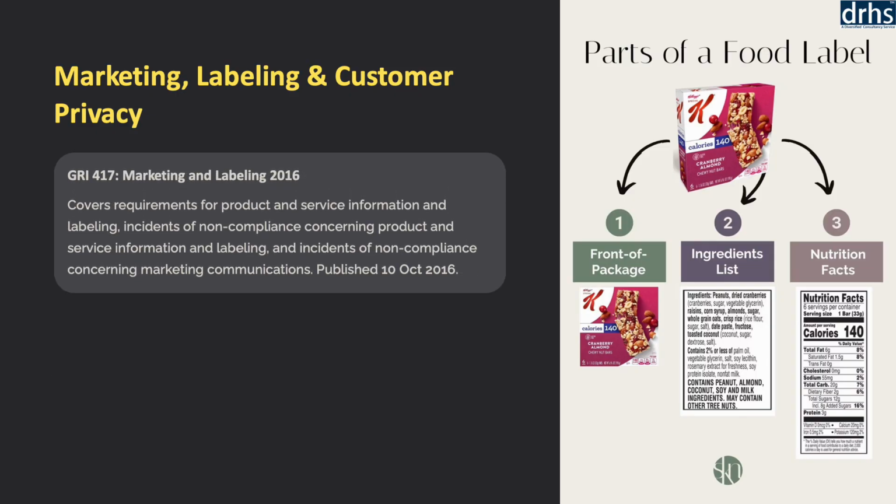GRI 417, Marketing and Labeling, 2016, focuses on the integrity of product and service information, requiring organizations to disclose practices related to labeling, advertising, and customer communication. It emphasizes compliance with regulatory standards and mandates transparency in areas such as product composition, usage instructions, and potential impacts. By addressing incidents of non-compliance, the standard reinforces accountability and safeguards consumer trust.